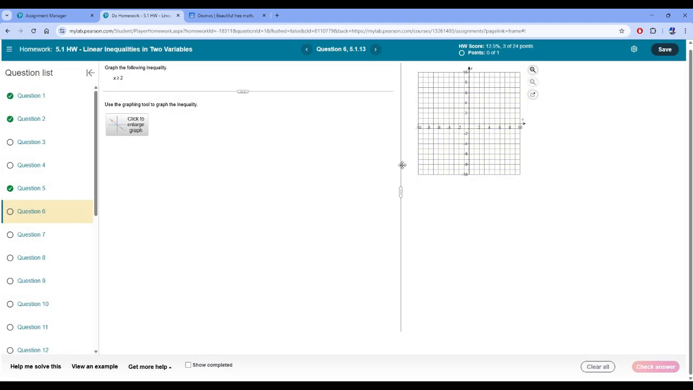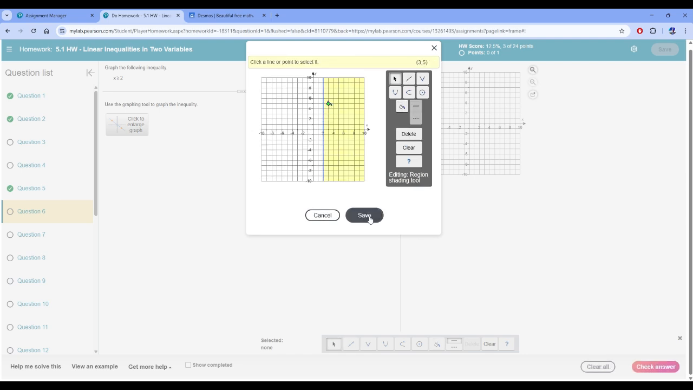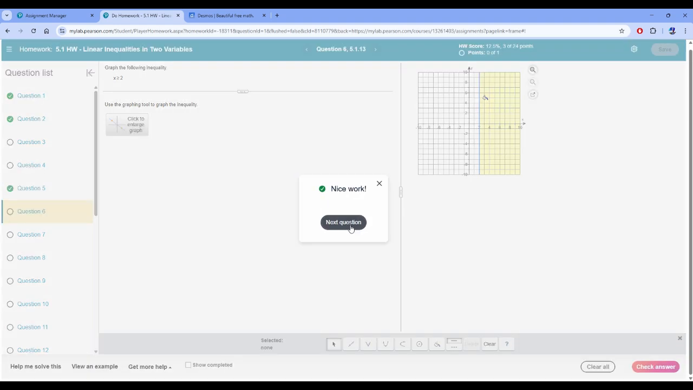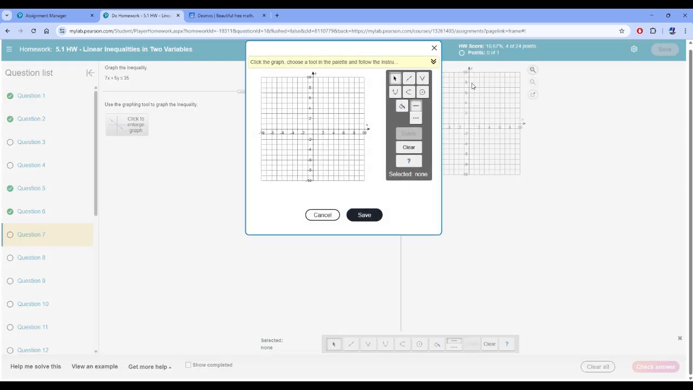Whatever. Okay. All right. So here, x is greater than 2. That's going to be a solid line, with a region. Boom. Save. Check. I mean, yeah, pretty straightforward. Here, graph it. Once you have that, you'll be able to check it. So you guys should start to be getting better at graphing this.